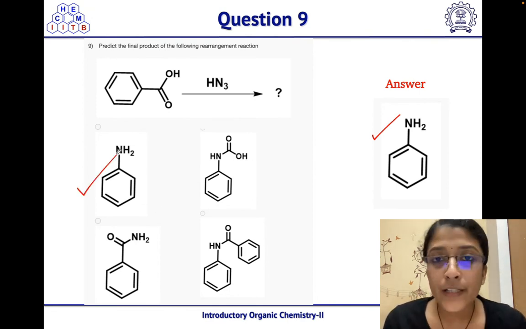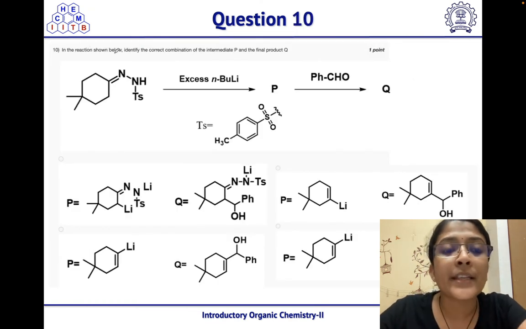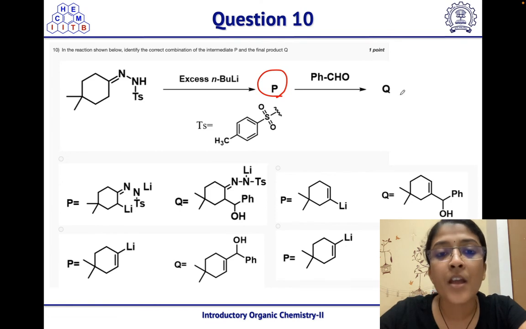Now we will move to the final question of this assignment set. Coming to question 10. In the reaction shown below, identify the correct combination of the intermediate P and the final product Q. So here a hydrazone is given and they are treating it with excess butyl lithium. We will get an intermediate P which will undergo reaction with this electrophile, that is benzaldehyde, to give a product Q. So they are asking to find out what is P and what is the final product Q.